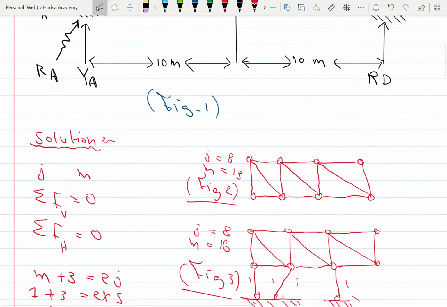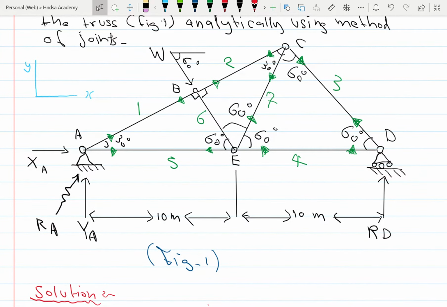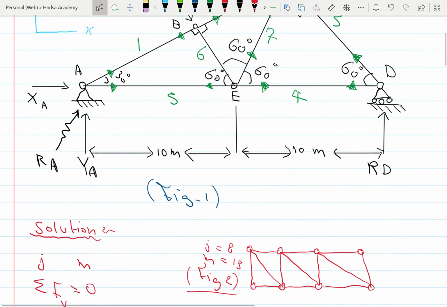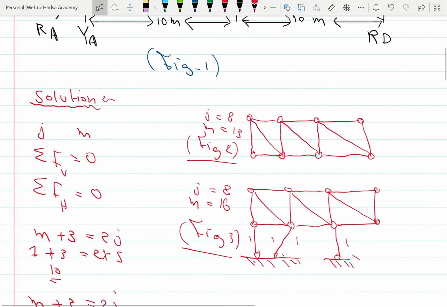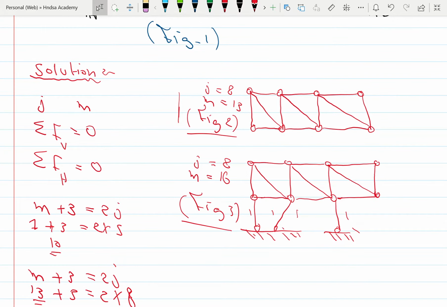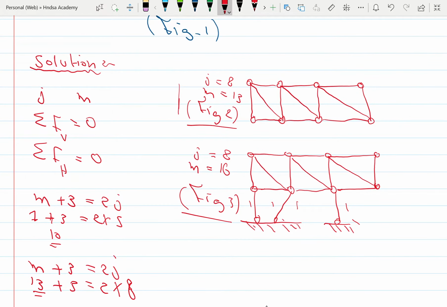In a case like our example here, we have 7 members, numbered in green 1 to 7, and we have 5 joints, the circles, if you can see that. Also in this figure 2, you can see we have 8 joints and 13 members. In a case like this, we have a formula: m plus 3 equals 2j. So the number of members plus 3 equals 2j.